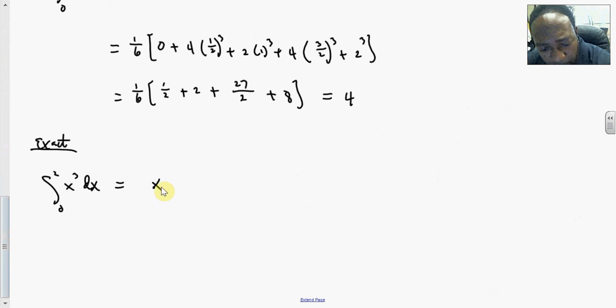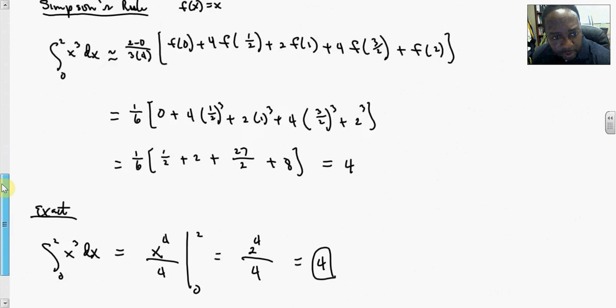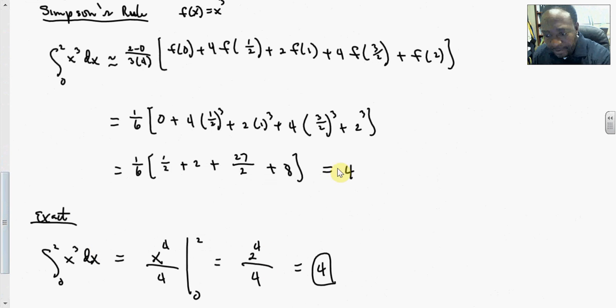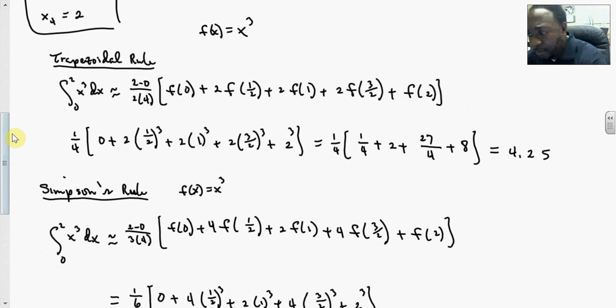So here we integrate, we get x to the fourth all over 4, evaluated from 0 to 2. That gives us 2 to the fourth all over 4. Again, this is the exact value. So this is 16 divided by 4. We get 4. Well, we got that for the Simpson's Rule. Now, not all the time will the Simpson's Rule be dead on the exact value, but it will be close. And the Simpson's Rule result will be closer than the Trapezoidal Rule.